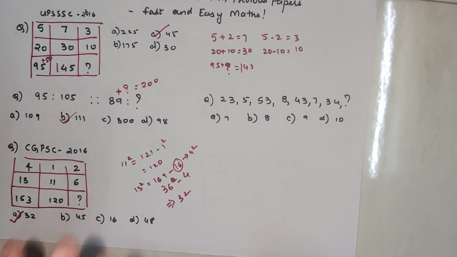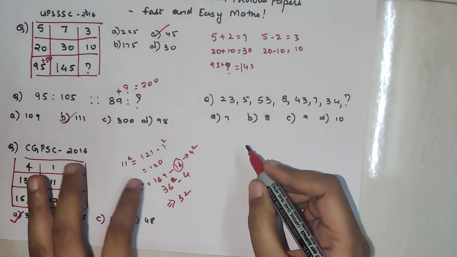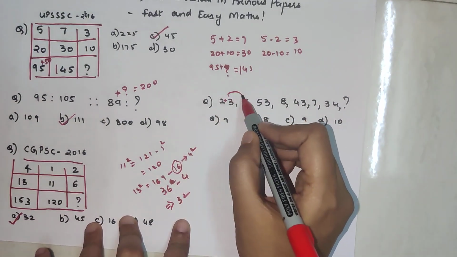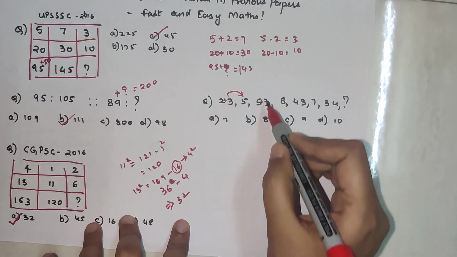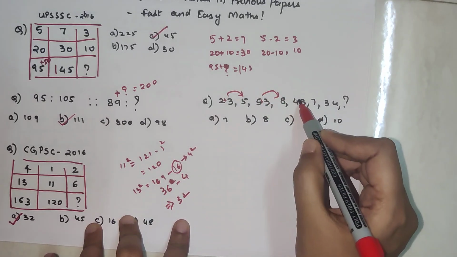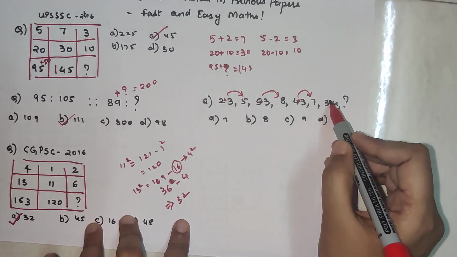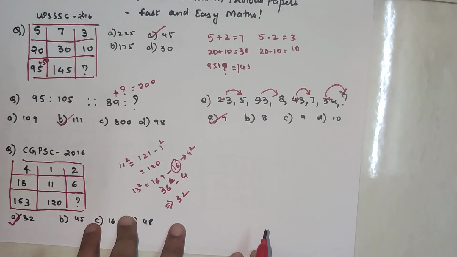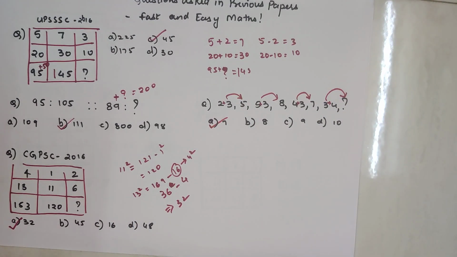I'm going to teach you a trick which is so simple. I don't understand why people don't think about it. You just add these two digits and you will get a 5. You add these two digits, you will get an 8. You add these two digits, you will get 7. And then you add these two digits, you should get your answer, which is 7. So option A is your answer.